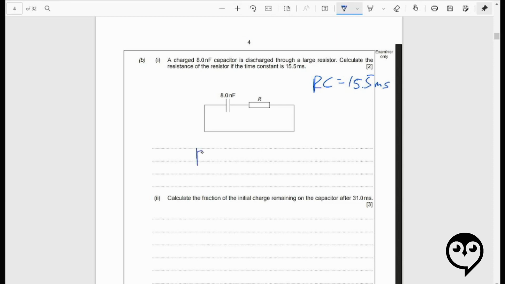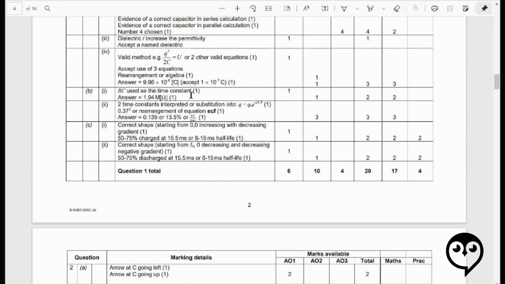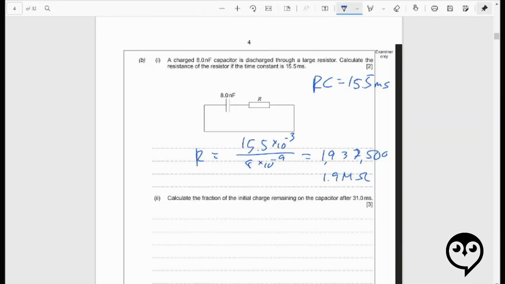Oh, well, that's pretty straightforward. So 15.5 times 10 to the negative 3 divided by 8 times 10 to the negative 9. I get 1.9 mega ohms. Does that seem a bit high? No, 1.94 mega ohms. Okay. Normally we don't see resistors that big, but there you go.